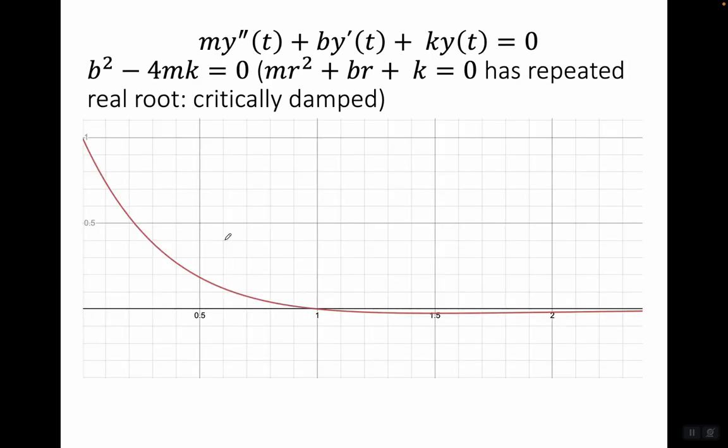Now, if b squared minus 4mk equals 0, m r squared plus b r plus k equals 0 is going to have a repeated real root, then it's going to be critically damped. We call it critically damped because this is like the Goldilocks point. It's damped just enough so that it doesn't have oscillation. If it were damped any less, it would oscillate back and forth.